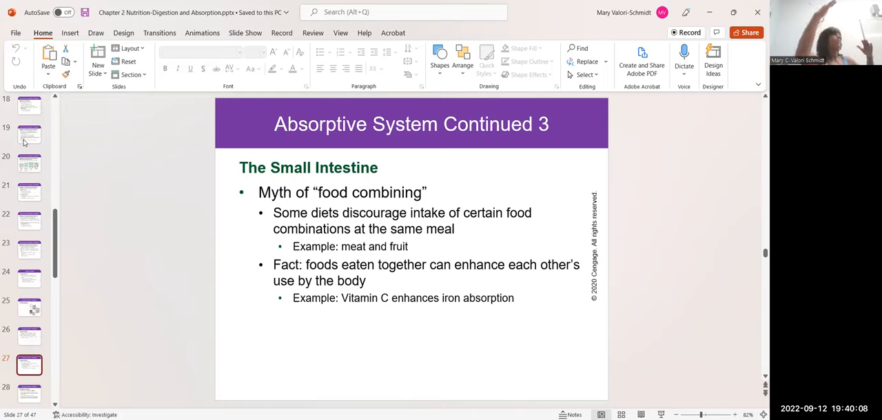People whose weight goes up and down and up and down, that's a strain on your body. And it really will take a toll over time.